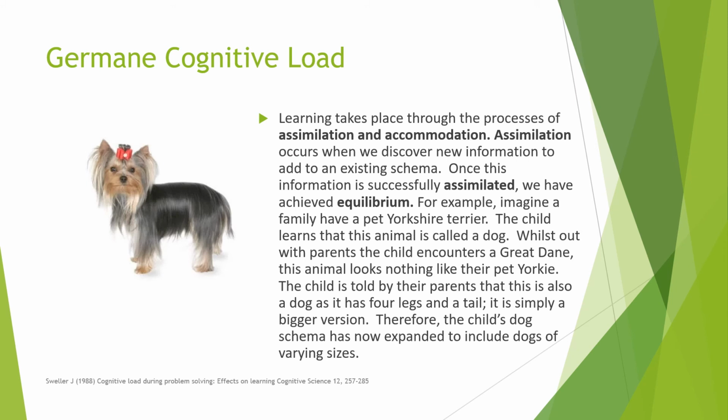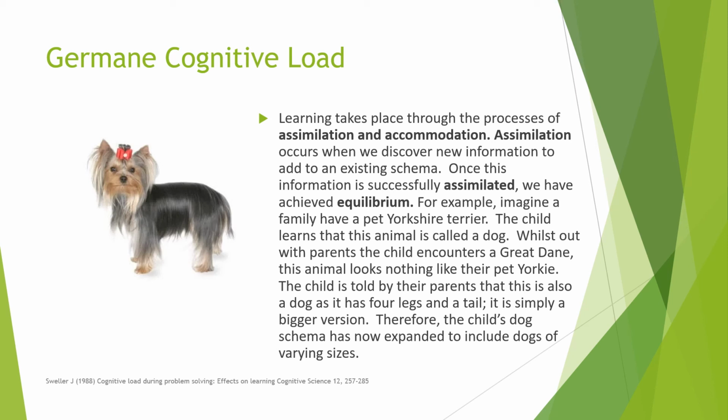So learning takes place through 2 processes when we're talking about schemas: assimilation and accommodation. So assimilation is extending our schemas, adding new information to achieve equilibrium. So let's have a little example. So imagine a child who's got a pet Yorkshire Terrier. The parents tell the child that it's a dog. They know it's a doggy. Their Yorkshire Terrier's a doggy.